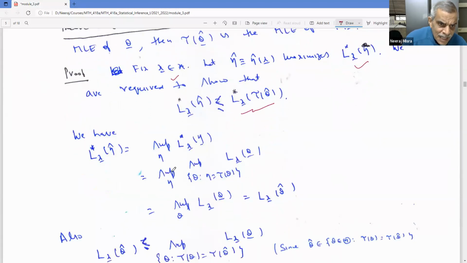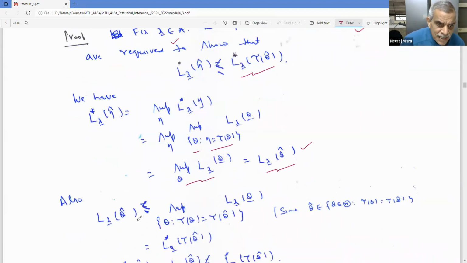So we have Lx star eta hat as the supremum over eta of Lx star eta, which is the supremum over eta of the supremum over all those theta such that eta is equal to tau theta. That is by definition; that is how you are looking at the definition of an induced likelihood function. And what is this? This is the same as the supremum over whole theta, which is the same as Lx theta hat. So if eta hat maximizes Lx star eta, that means if the induced MLE exists, then the value at eta hat of the induced likelihood function would be the same as the value of the original likelihood function at the point theta hat.